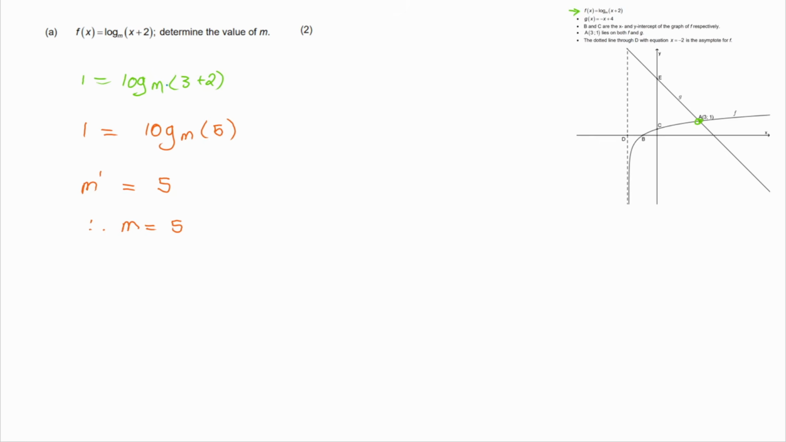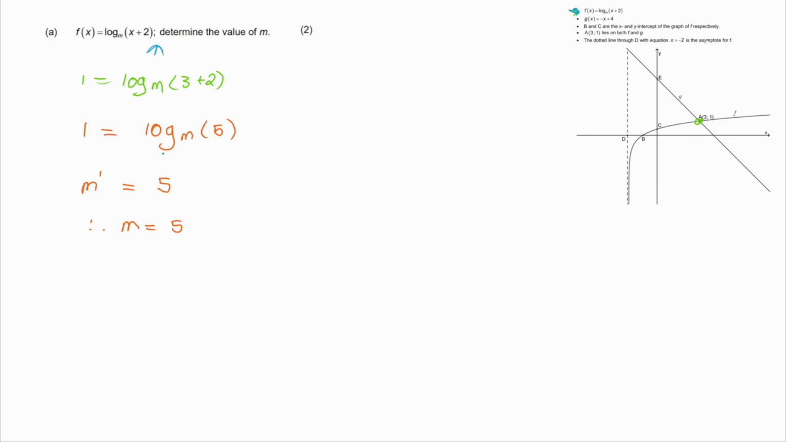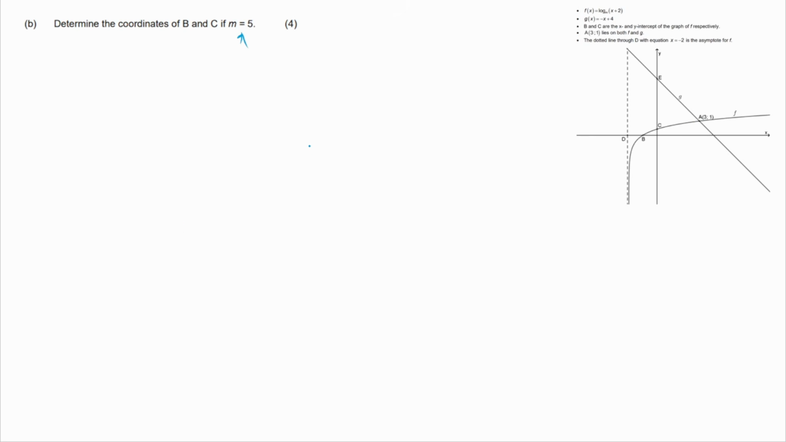You could also do this by trial and error by just testing a few of these, but I prefer the algebraic solution. So there's m, and now we know the equation of f, which could be helpful. Now they say determine the coordinates of b and c if m is 5. They told us m is 5, which could have guided you over here. But anyway, let's have a look at this.